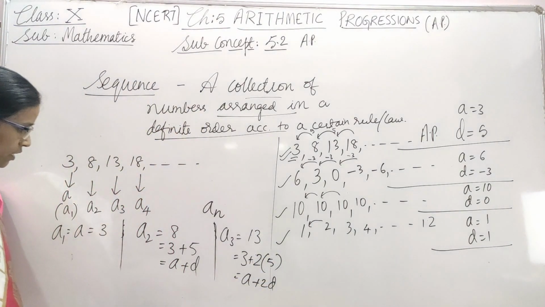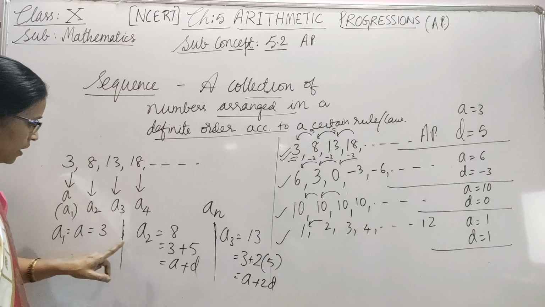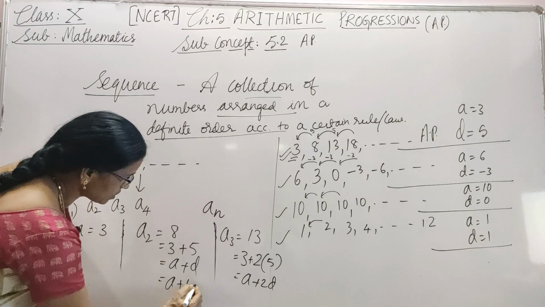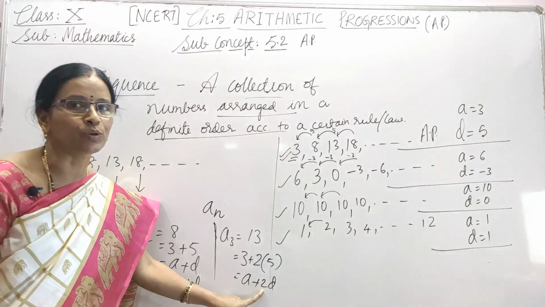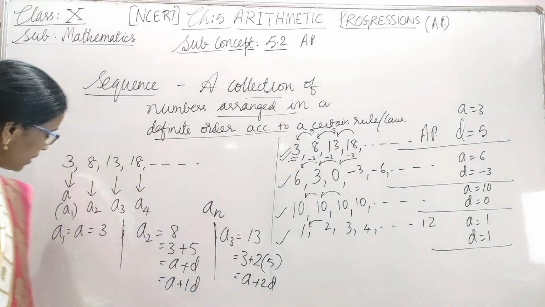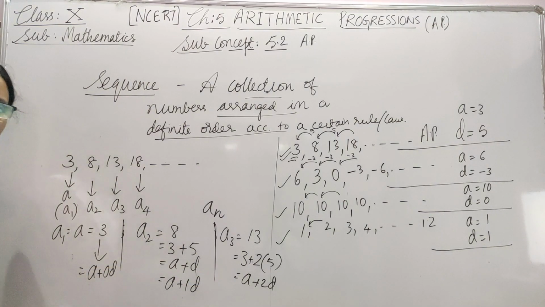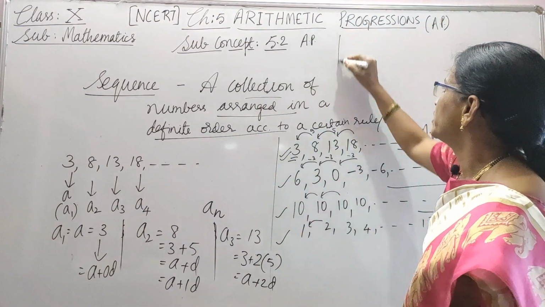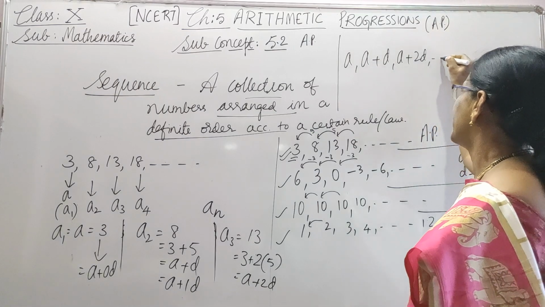Just observe here, the first term is A, the second term is A plus 1D, and the third term is A plus 2D, right? So the first term can be written as A plus 0D. So the general form of arithmetic progression is A, A plus D, A plus 2D, etc.